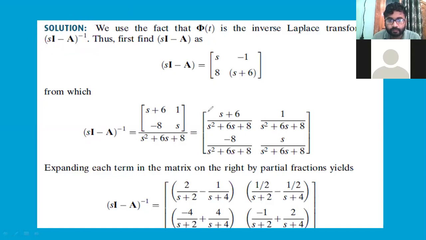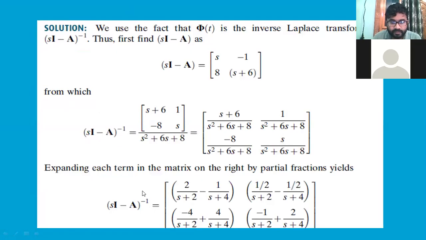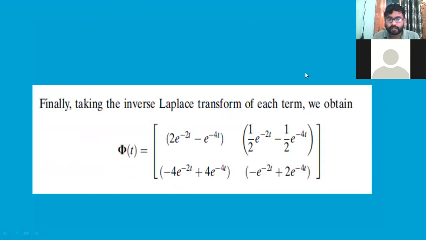See the solution. You have to practice. Finally, this is the (SI minus A) whole inverse. You have to apply the Laplace inverse to this. Then you will get the state transition matrix. That is, phi of t is equal to your state transition matrix.